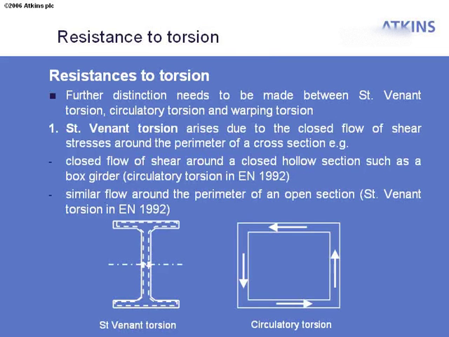So in terms of resistance to torsion, the Eurocode again refers to different mechanisms, and you'll see references to St Venant torsion and circulatory torsion. Some textbooks basically call both of these systems St Venant torsion. The Eurocode is making a distinction really just between open sections and hollow sections. So when it says St Venant torsion, it's really referring to a closed flow of shear around an open section, such as the I girder on the left. And when it's talking about circulatory torsion, it's talking about a flow around a hollow box type section.